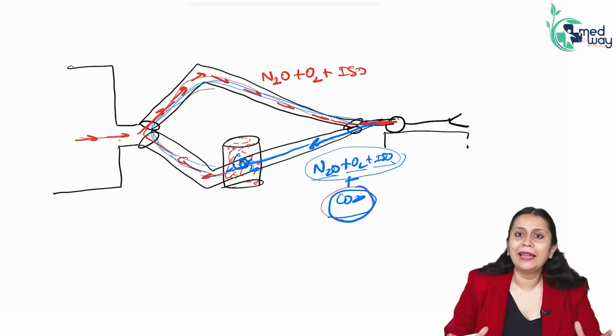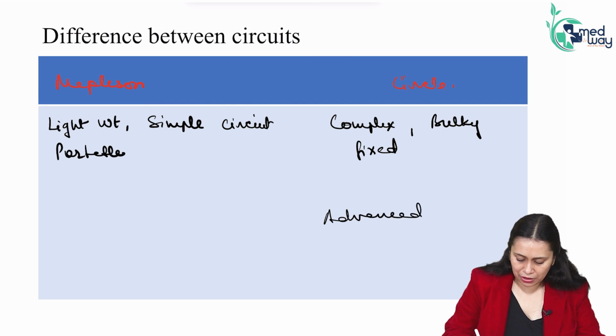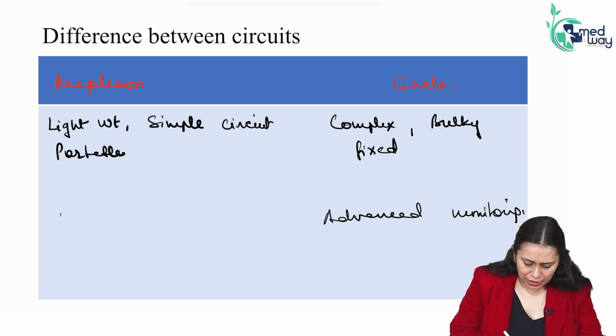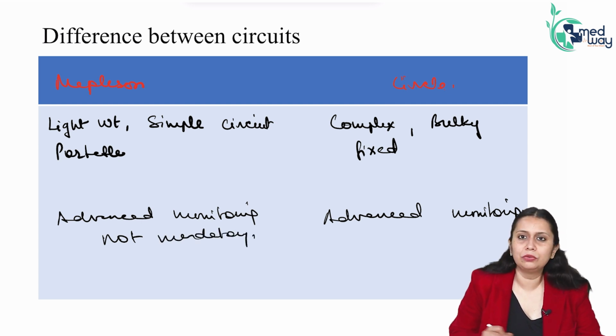The reason being, every time fresh inspiratory gas goes to the patient, and all expiratory gas goes into the atmosphere. So the circle system needs advanced monitoring. Now, in Mapleson circuit also, if we have monitoring, we'll attach it. But if it is not there, it is safer to use Mapleson circuit. So advanced monitoring is not mandatory. Okay, so remember this. Because of these two reasons, Mapleson circuits are still in clinical use.